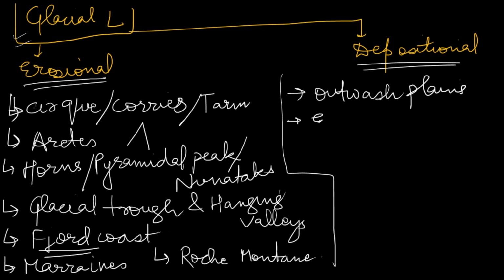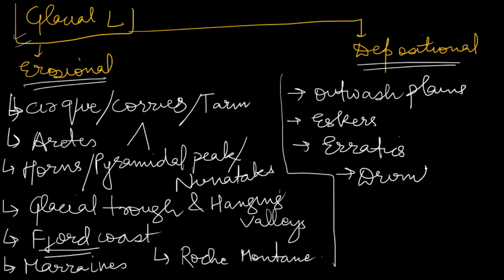You will find eskers. You will find erratics. You will find drumlins. Drumlins are also known as basket of egg topography.